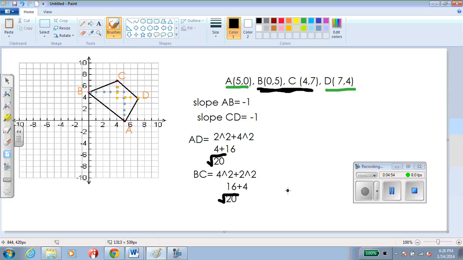So AD and BC are the same. They measure the same amount. So I can confirm that this is in fact an isosceles trapezoid because there is one pair of parallel sides and one pair of congruent sides.